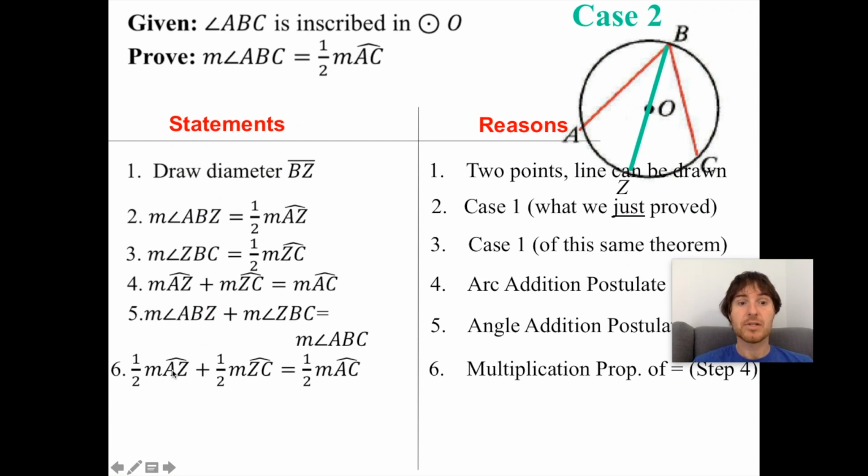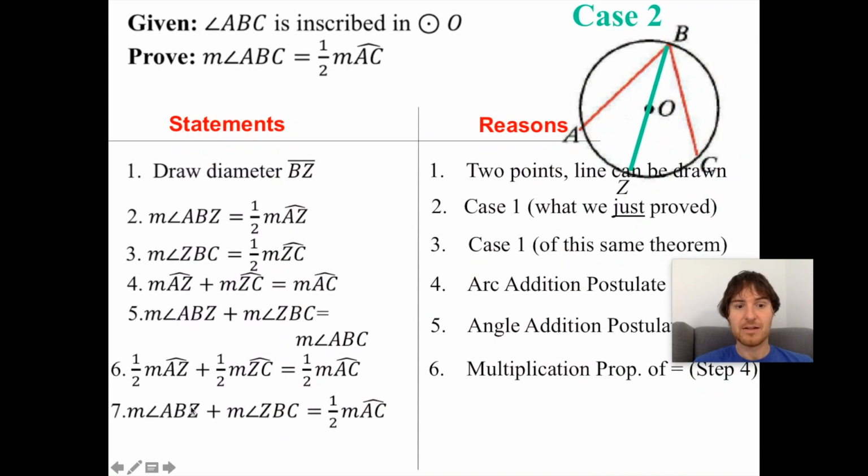Now it looks like what I want to do is show that 1/2 measure of arc AZ and 1/2 measure of arc ZC, if I add them together, are going to have to represent measure of arc ABC. And it is, because look at this, comparing statement 5 to statement 6, they're pretty darn close. Look, I have measure of angle ABC, that is 1/2 measure of arc AZ. Here, measure of angle ZBC, that is 1/2 measure of arc ZC. So I can replace those two. So I'm guessing that's next, and it is.